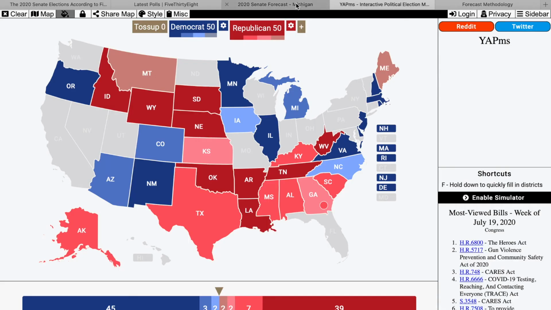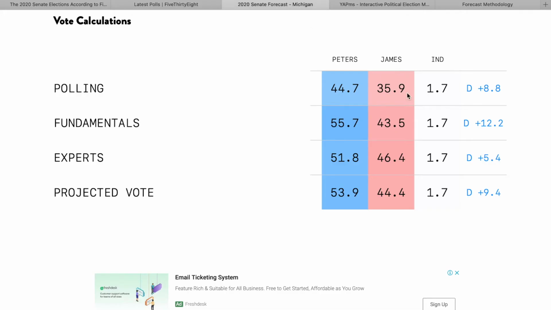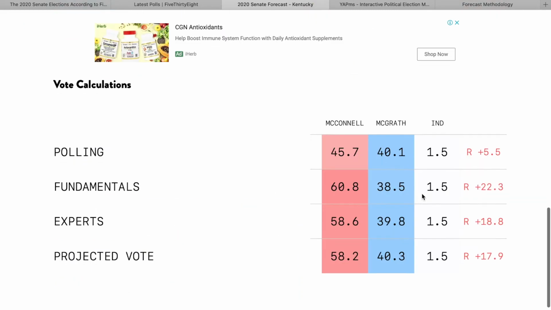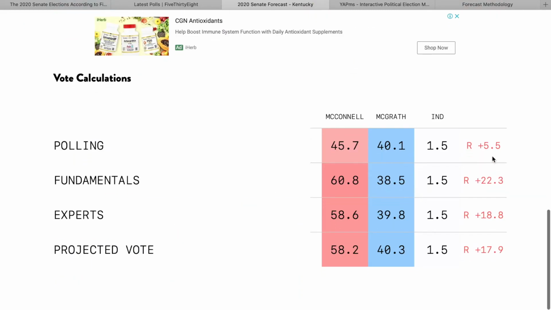In my opinion, it could get closer. John James could get the margins closer, in my opinion, but at least according to the polls, it's going to be a roughly 9 point win for Peters. And Kentucky, according to the polls, this is actually surprisingly close.